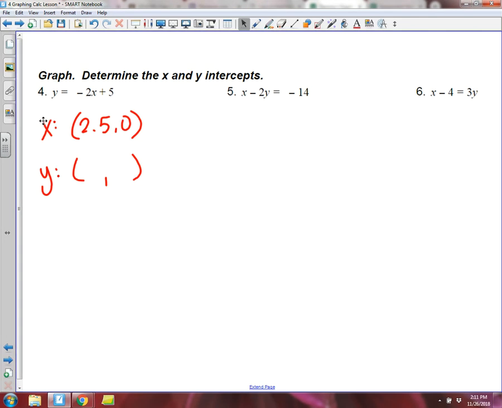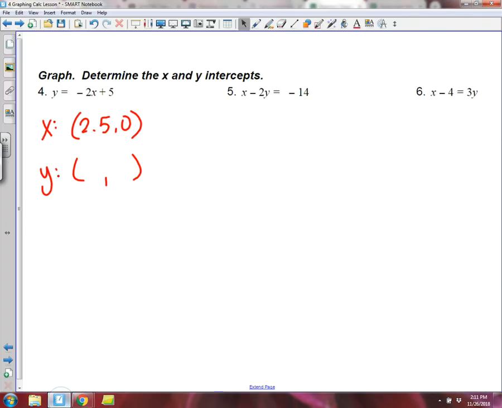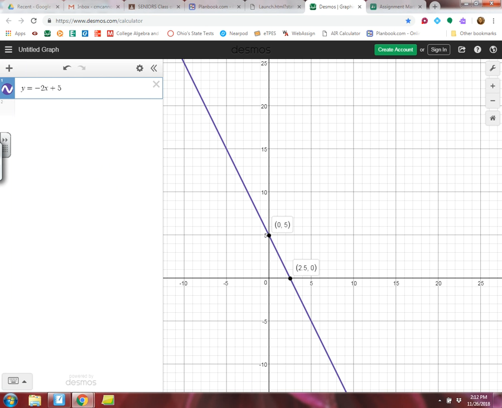What is your y-intercept? You guys see that point right there? 0, 5? That is your y-intercept. And that's all I asked you for, folks. That's it. I'm telling you, this graphing calculator thing is cool. Right? Yes. Exactly like this. Okay, clear it out. Can somebody read me the next one?